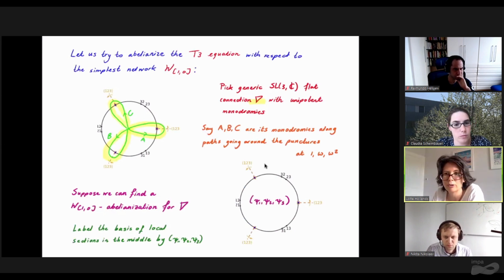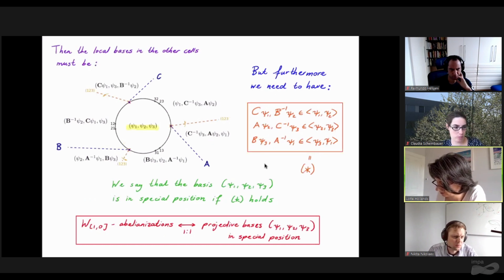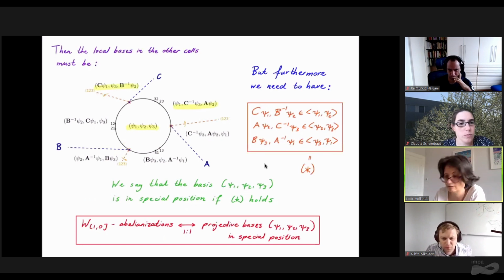So let us now suppose that we can find such an abelianization, and let us call the basis of local sections in this middle cell psi1, psi2, and psi3. Then all the requirements to find an abelianization determine what the basis would be in all the other cells. So this is the basis in the original cell, and all these other bases are determined by the constraints that we impose on being an abelianization. And there is one additional set of constraints which are given on the right, namely.